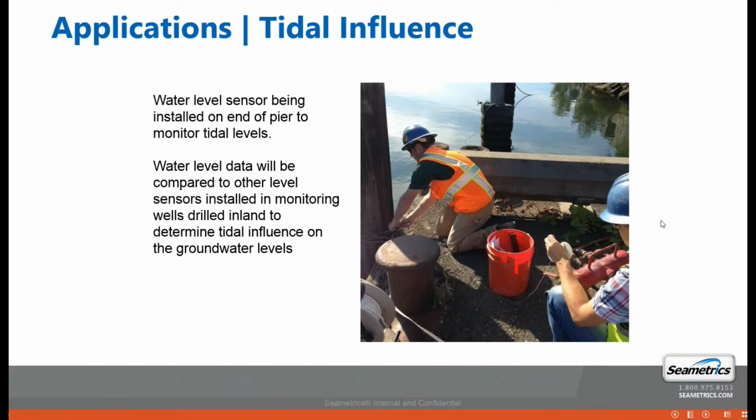Another big one would be for tidal influences. Again, we're comparing the sensors that are installed in monitoring wells drilled inland to see what type of tidal influences there are, if they're bringing in salt water as they do that, if you're drawing down, if it's ever going to replenish itself normally. As we go deeper and deeper into groundwater, you find that your tidal influences might be pulled in sooner, and so you're getting contaminations like salt in there. And you don't want that for drinking water applications.